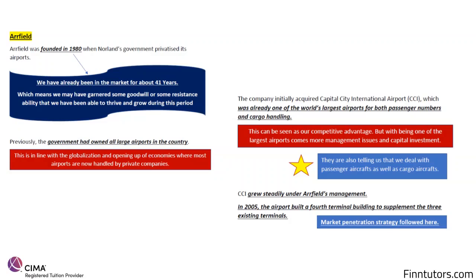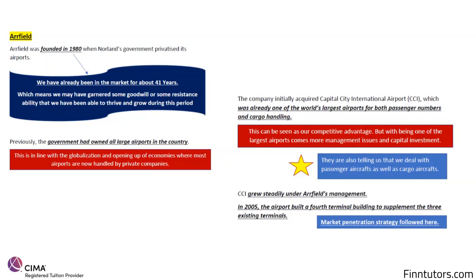Also, this line tells us that when we acquired Capital City International Airport, it is one of the world's largest airports. So this is again my comparative advantage, that I operate an airport which is the largest and the best in the world in terms of passenger numbers and cargo handling. But with being one of the largest airports comes more management issues, more capital investment. We already know that. And over here they tell us that we are also dealing with cargo. So we have a cargo terminal, and we know that the cargo industry is also growing. Good sign for me. So they are also telling us that we deal with passenger aircrafts as well as cargo aircrafts. So it's not only one business segment that we are open to.